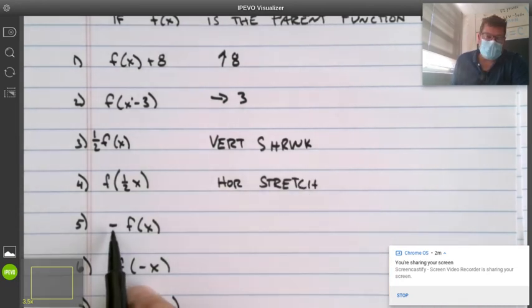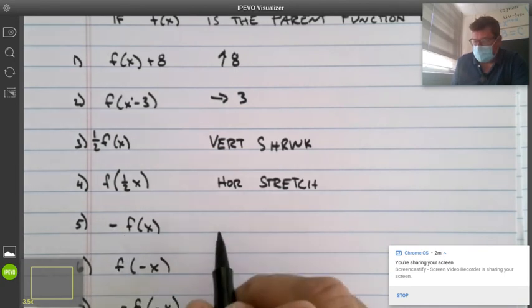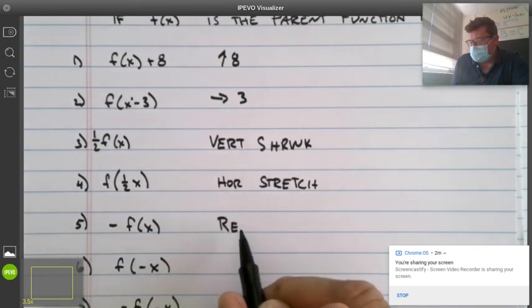Negatives, usually the stuff on the outside is a vertical transformation, but this negative on the outside reflects it across the x-axis or any horizontal axis. So we call it reflect x.